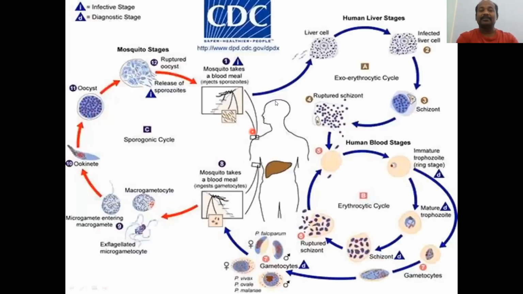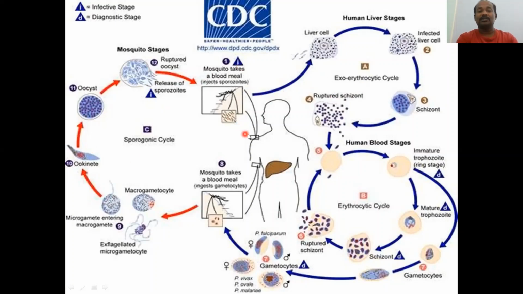This is the life cycle of malaria parasites of Plasmodium species, including Plasmodium vivax, Plasmodium ovale, Plasmodium malariae, and Plasmodium falciparum. So there is an erythrocytic cycle and an exoerythrocytic cycle, that means the liver cycle. Then there is a sporogenic cycle.